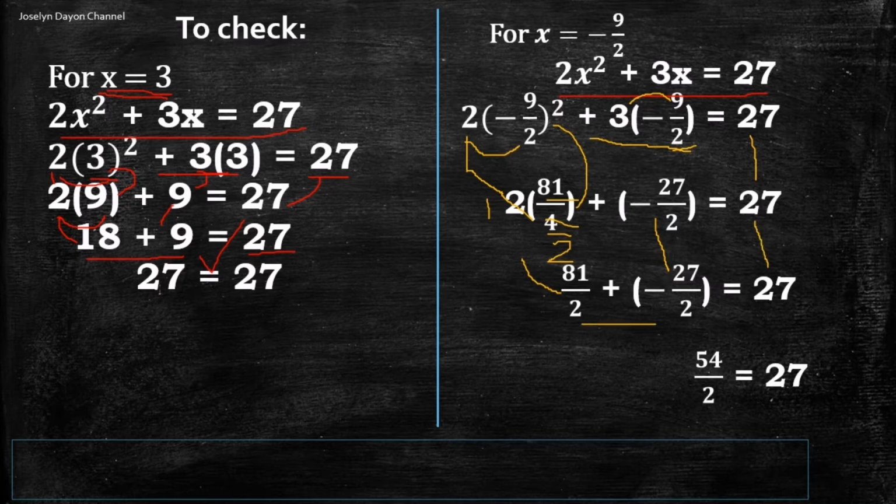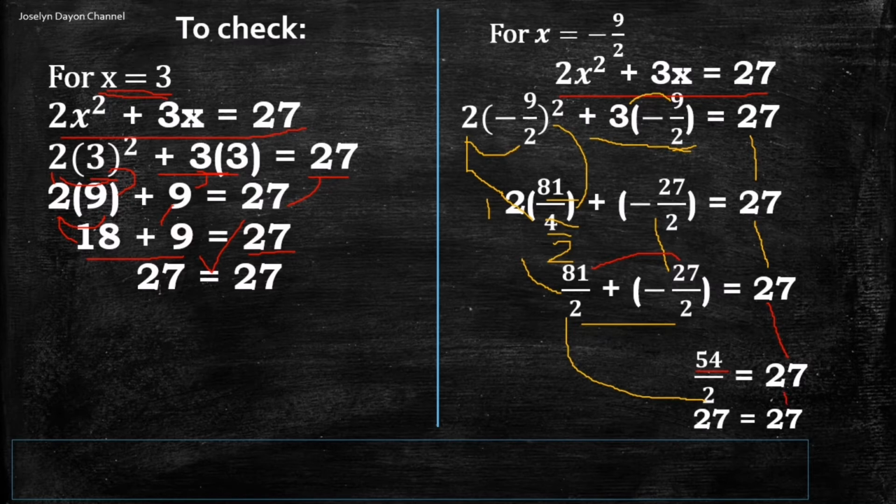We have now similar fractions, so we have to copy the common denominator too. Combine the numerators: 81 and negative 27, the answer is positive 54. So 54 over 2, and then bring down 27 on the right side of the equation. 54 divided by 2 is equal to 27. So on the right side, you also have 27.